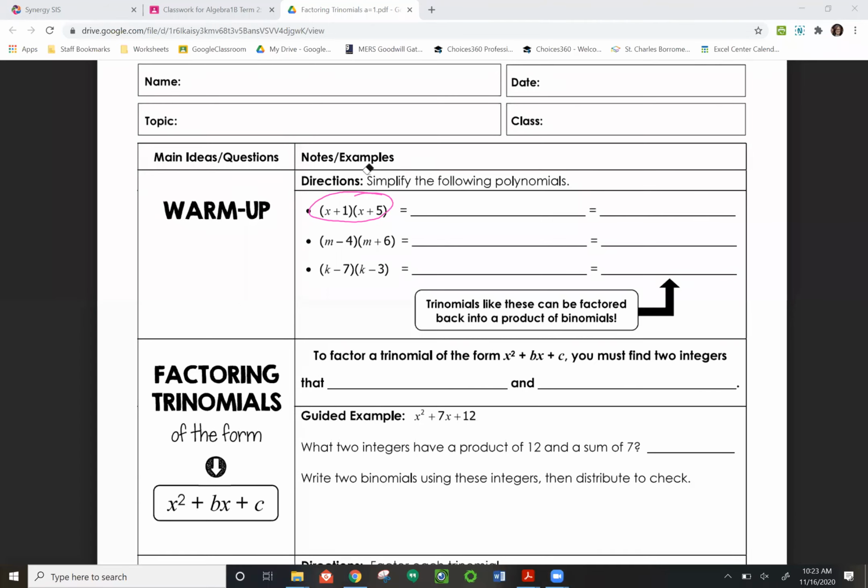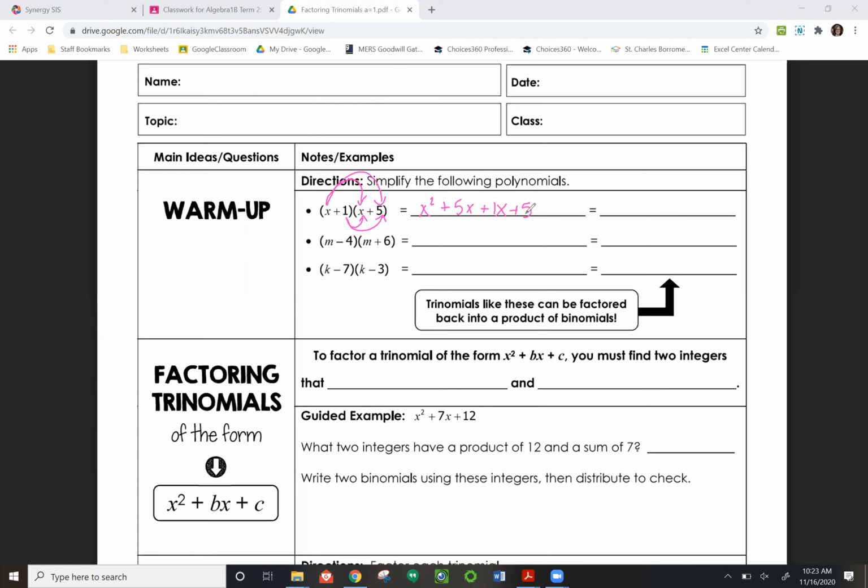So remember, when we have a binomial times a binomial, we can use that nifty acronym FOIL. First, outer, inner, last, right? X times x is x squared. X times 5 is a positive 5x. 1 times x is a positive 1x. You can just write 1x or just x. And 1 times 5 is a positive 5.